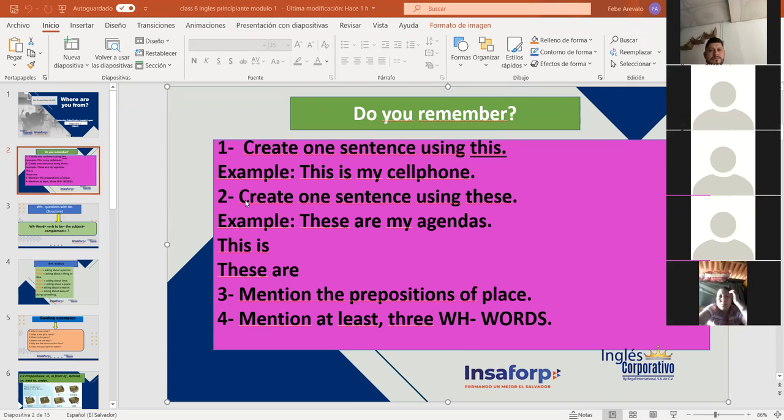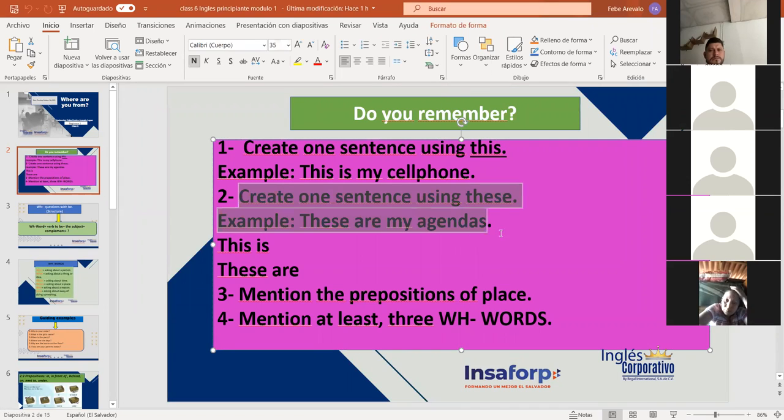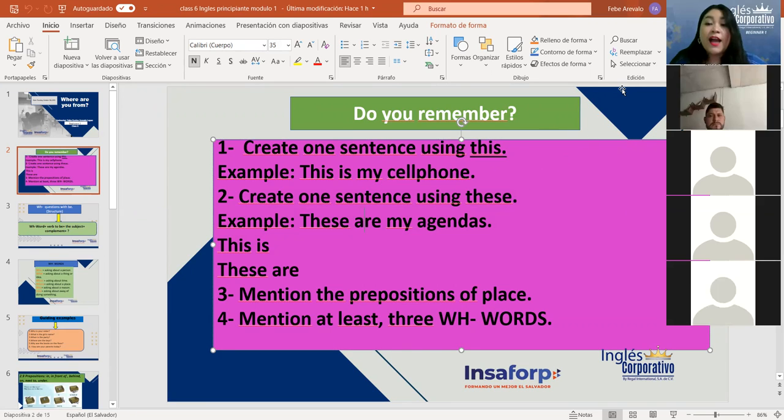Excellent, everybody. Now, for the ones that didn't create this one because we were in number one, you will have your time to create number two. Create one sentence using these, okay? Remember the pronunciation. Hay una diferencia en la pronunciación. Este es this y este es these, okay? Démosle esa entonación que merece. Excellent. Let me know when you're finished with number two.